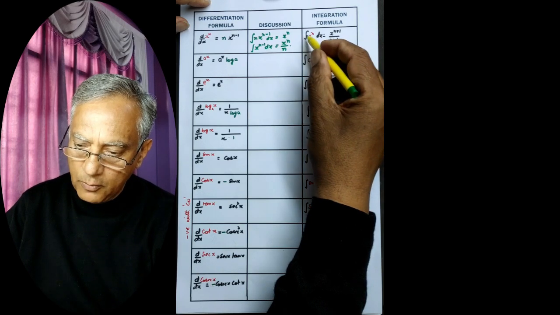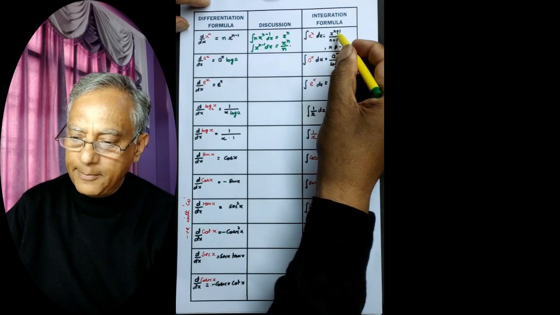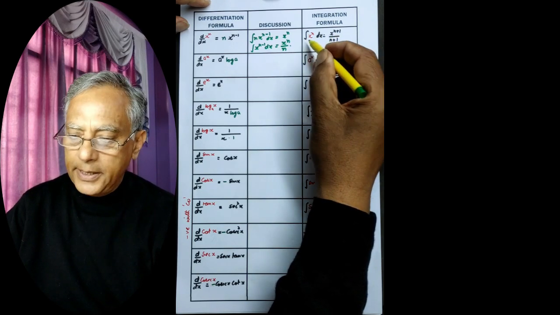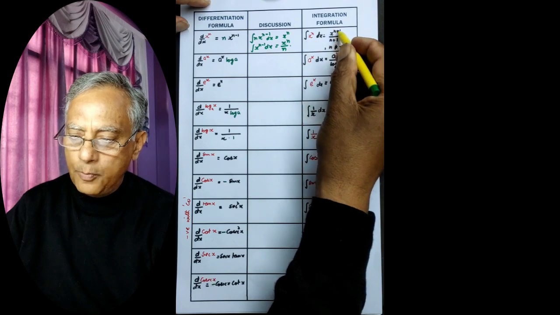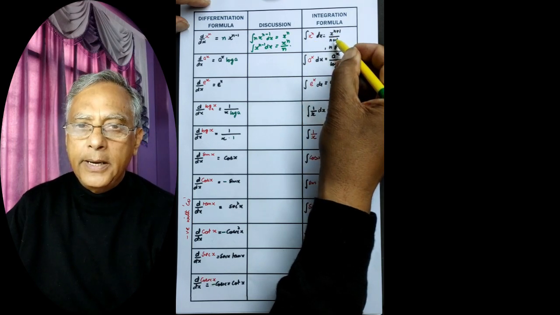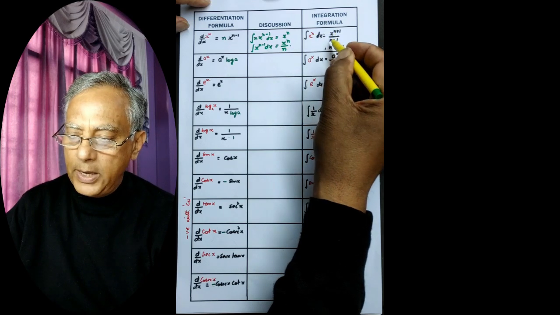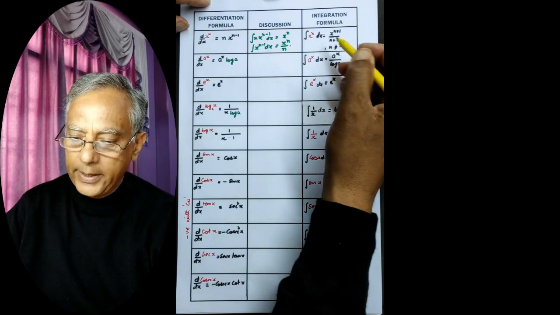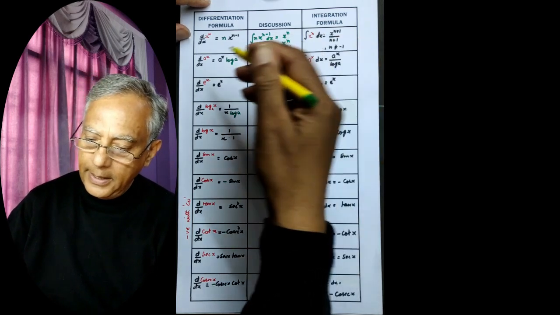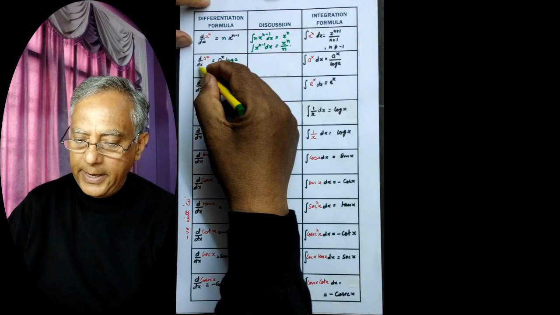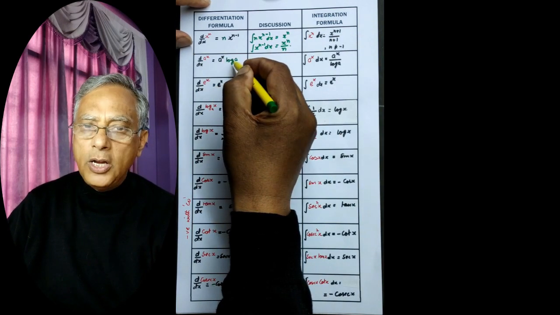So first formula: integration of x^n is x^(n+1) over n+1. Integration of x^2 will be x^(2+1) over 2+1. Integration of x^(3/2) will be x^(3/2 + 1) over 3/2 + 1. And similarly for others. And next is dy/dx of a^x is a^x log a.